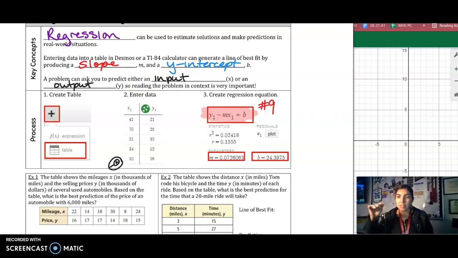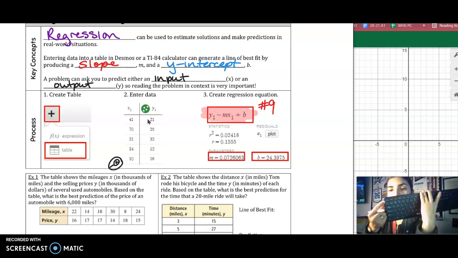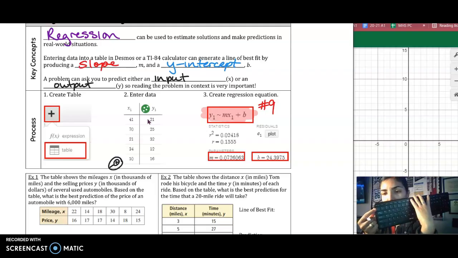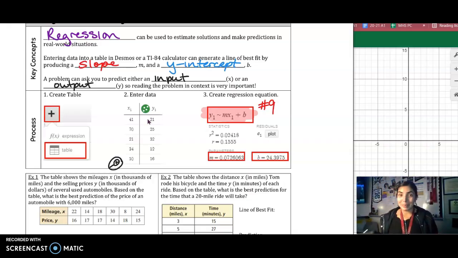y1 squiggly line mx1 plus b. If you look on your keypad, the squiggly line is right here on the very end, next to a sideways asterisk or accent mark. You got your tilde, or your squiggly line, up in the top corner of your keyboard. So if we want to write equations of lines and make predictions, we're going to need this information.